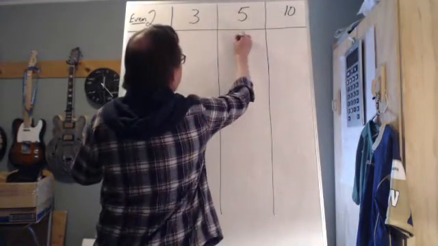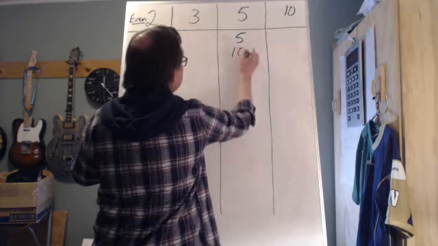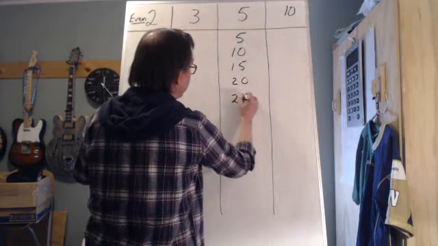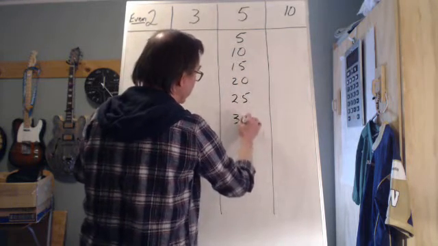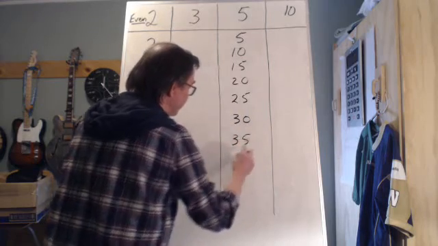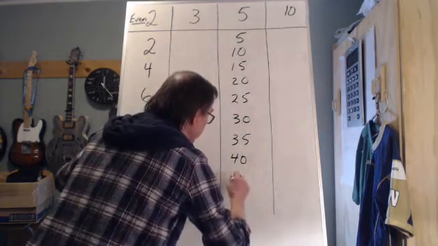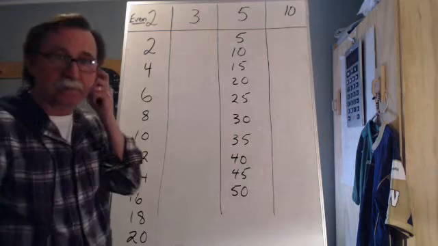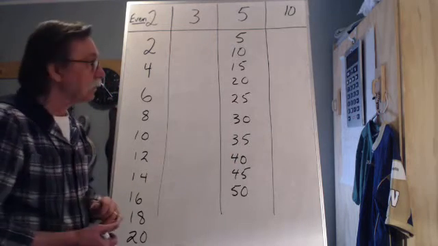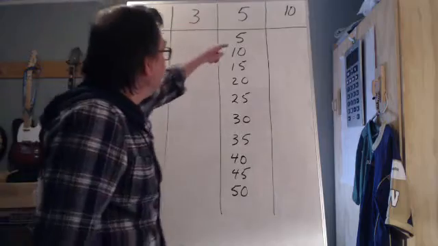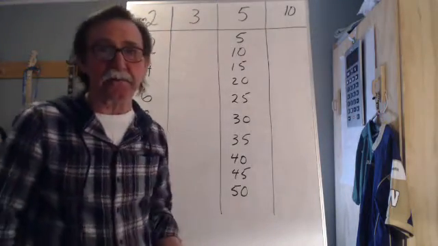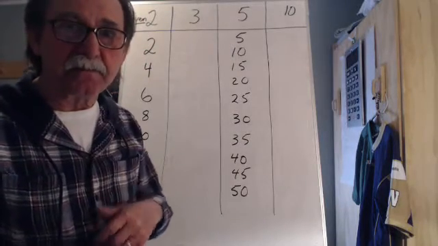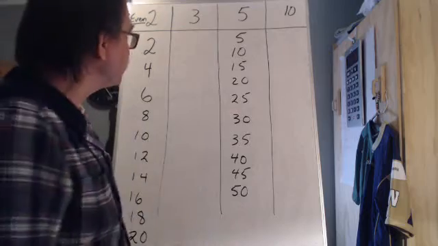Let's start. We're going to go 5, 10, 15, 20, 25, 30, 35, 40, 45, 50, and stop. So 5, 10, 15, 20. You guys have all done that. So in many ways, you know your 5 times table and you're not admitting it or acknowledging it.